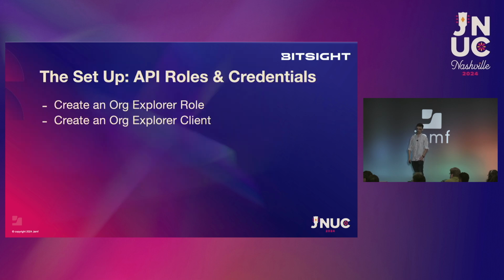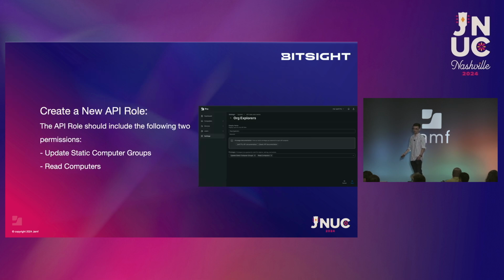Now we're going to create our API role and API client. This is basically going to be used to manage the self-service portion of opting in and opting out. So the API role that we're going to create, we're just going to name it Jamf Org Explorers or Org Explorers. And we're going to basically give it 2 permissions. It's going to have the update static group permission and the read computers permission.